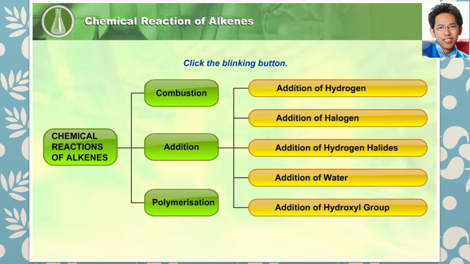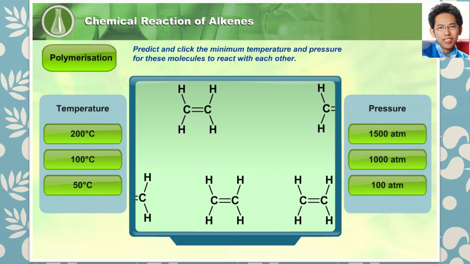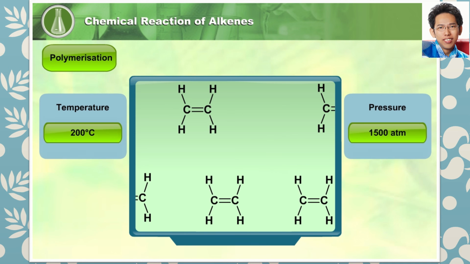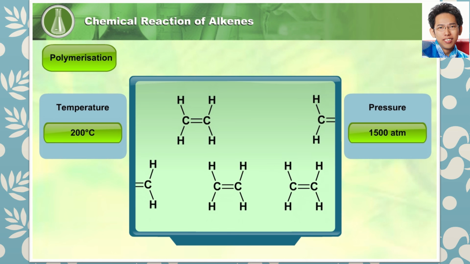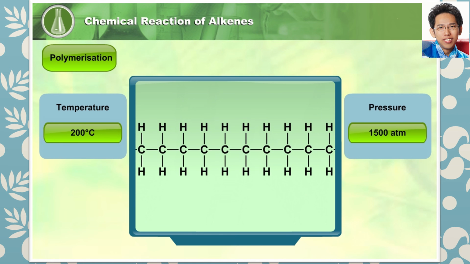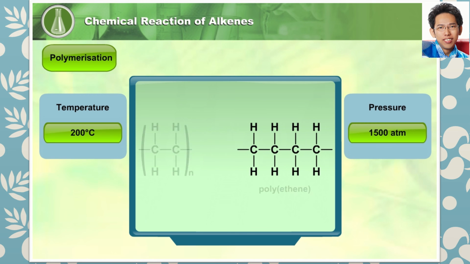Click the blinking button. Predict and click the minimum temperature and pressure for these ethene molecules to react with each other. Click the check button when you are done. Try again. The polymerization of alkene takes place at a temperature of 200 degrees Celsius and under a pressure of 1,500 to 2,000 atmospheres.